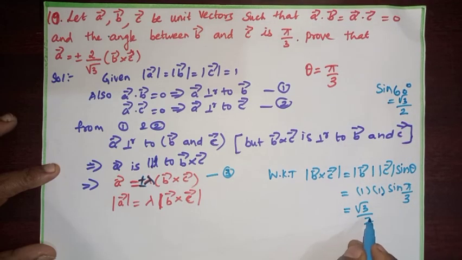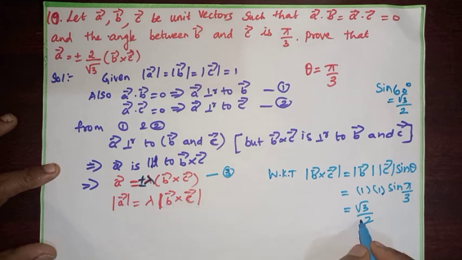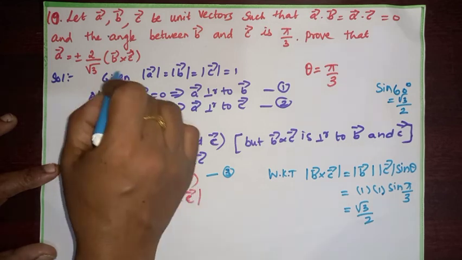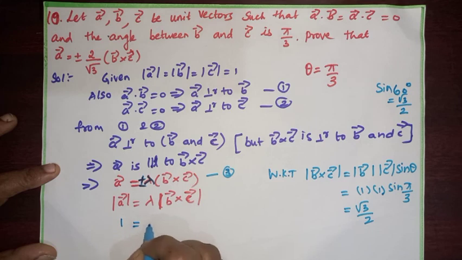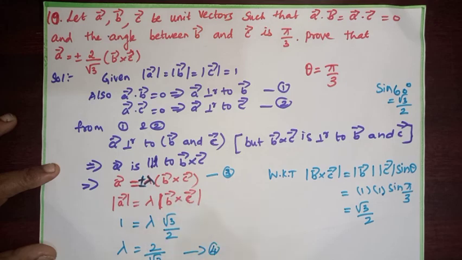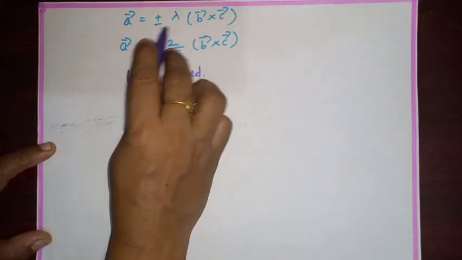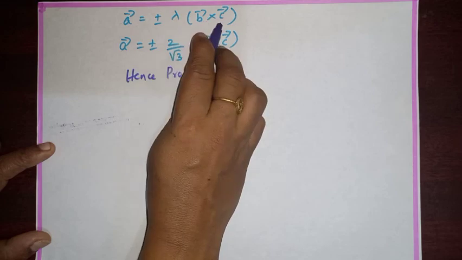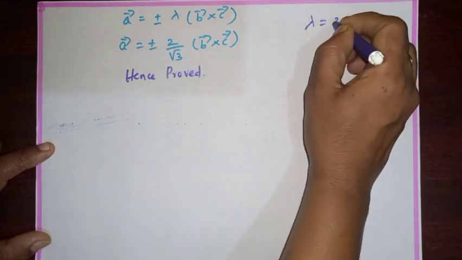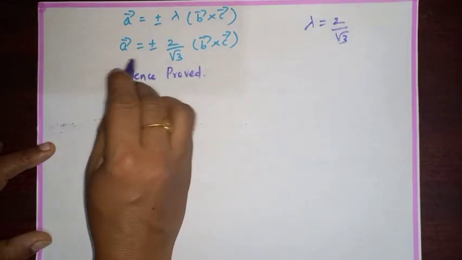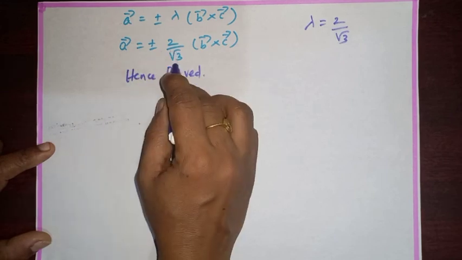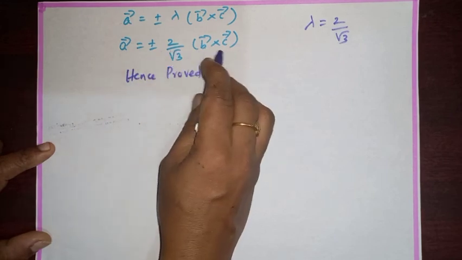Now I am going to substitute magnitude of B cross C as root 3 by 2. We know that magnitude of A is 1. 1 equal to lambda root 3 by 2, which gives lambda equal to 2 by root 3. Assume this as 4. Now substitute lambda value in 3. Vector A equal to plus or minus lambda B vector cross C vector. Lambda equal to 2 by root 3. So A vector equal to plus or minus 2 by root 3 B vector cross C vector. Hence proved.